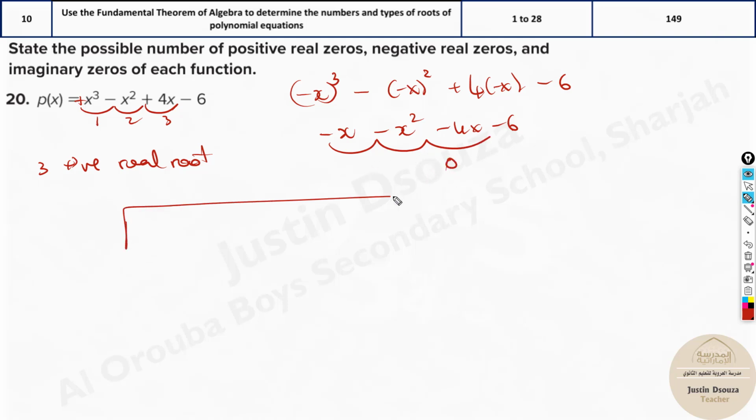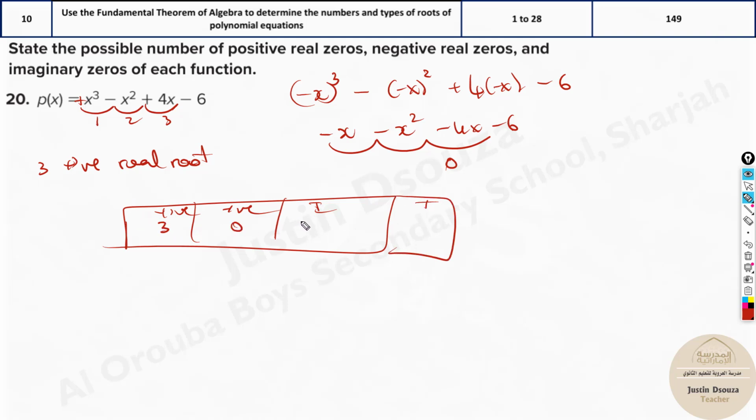So the table. I'll write over here positive, negative, and imaginary. And over here it's total, right? It can be 3, 0. This must be 0 because total must be 3. Now what happens is this is again 0. You can't add them. This is the maximum number you find out over here. This is the negative real zeros, right? So over here it can be 1, over here 2, and over here 3 only, right?